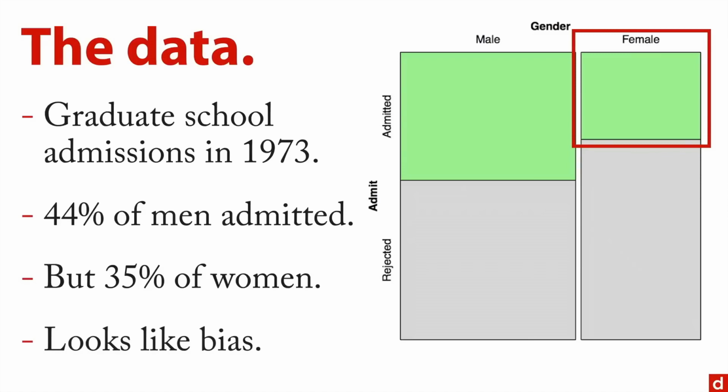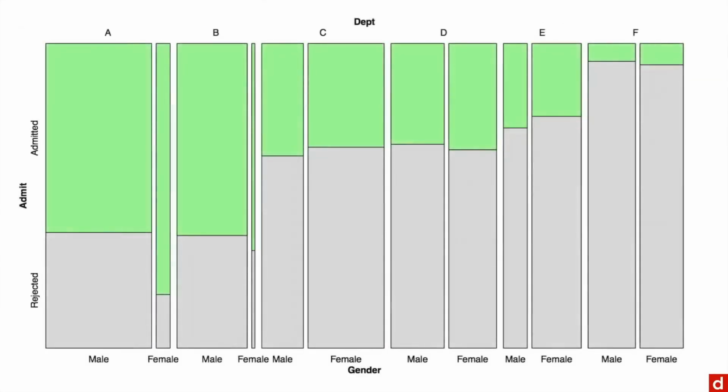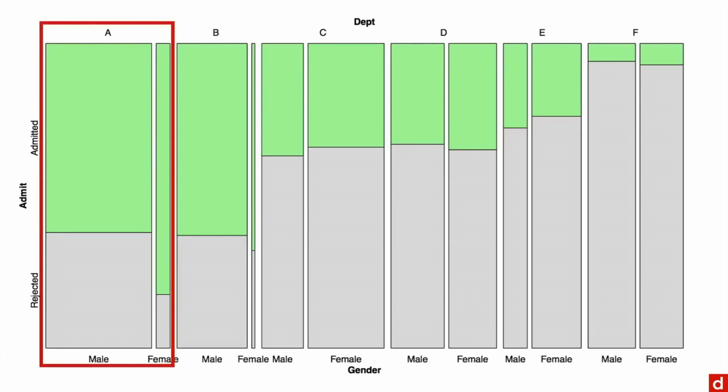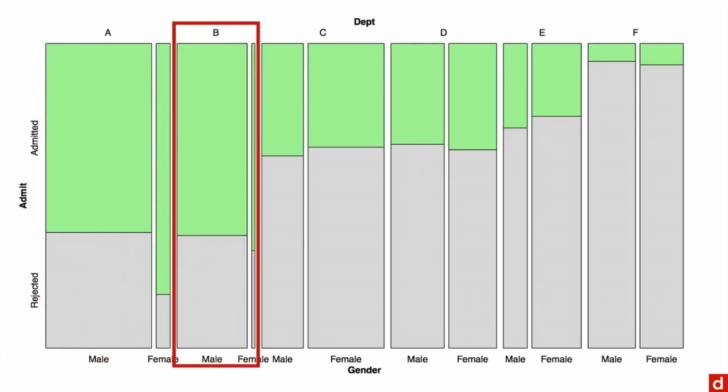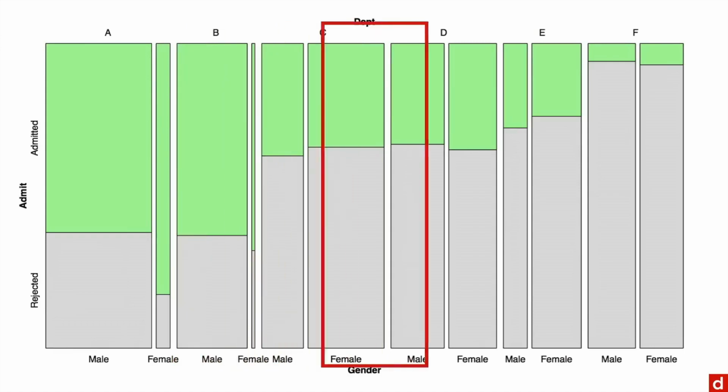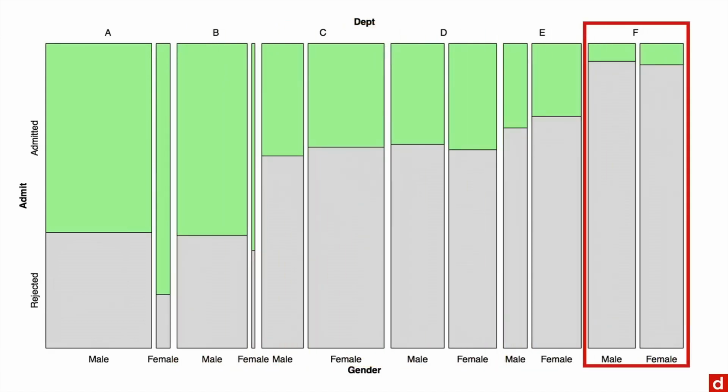So what Berkeley then tried to do is find out, well, which programs are responsible for this bias? And then you got a very curious set of results. If you break the applications down by program, and here we're just calling them A through F, 6 different programs, what you find actually is that in each of these, male applicants are on the left, female applicants are on the right. If you look at program A, women actually got accepted at a higher rate. And the same is true for B. And the same is true for D. And the same is true for F. And so this is a very curious set of responses, and it's something that requires explanation.